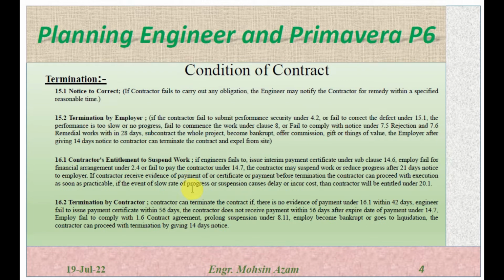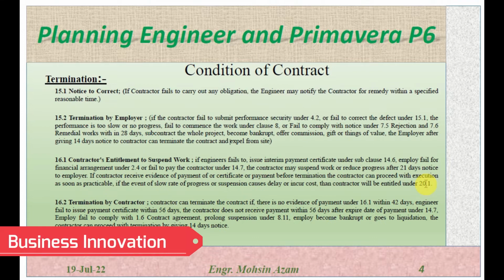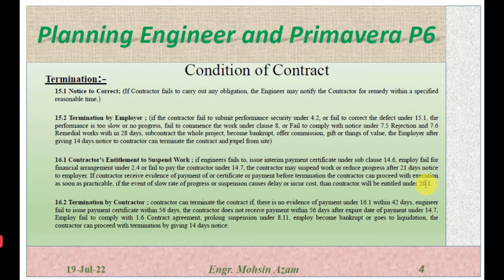If the event of slow progress of work or suspension causes delay or incurs cost, the contractor will be entitled under 20.1. So after giving notice, if the contractor receives any payment, or if they find any arrangement for the payment, the contractor can start execution of the work. If this event causes any delay or incurs cost, the contractor will be entitled under subclause 20.1.